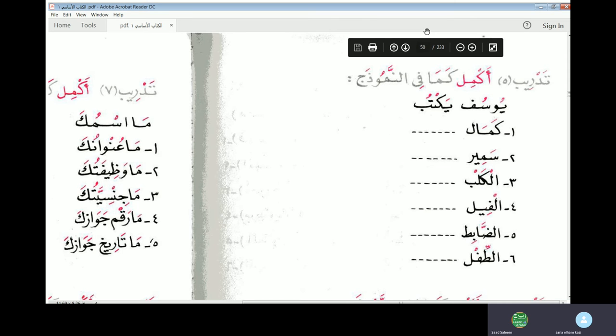Next, complete like in the example. Yusufu yaktubu. Yusuf is writing. Kamal yakrau. Kamal is reading. Samir yajlisu. Samir is sitting.